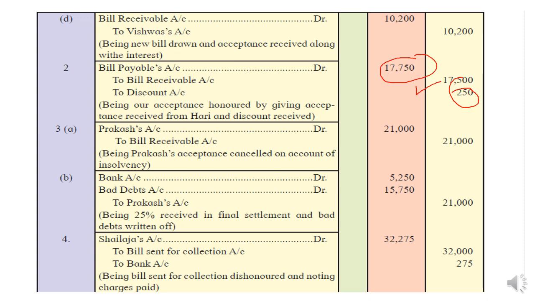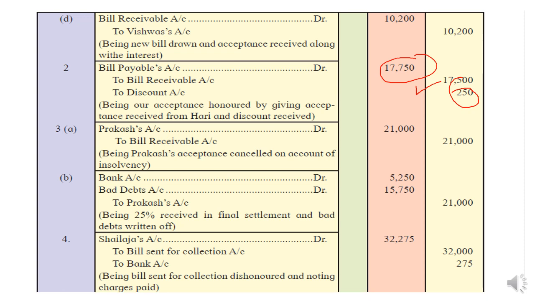Being our acceptance honored by giving acceptance received from Hari. So Hari is a drawee of Mayur. What Mayur has done is he has given Hari's bill of 17,500 to his creditor, the person from whom he has taken the credit amount, and he is settling the account.